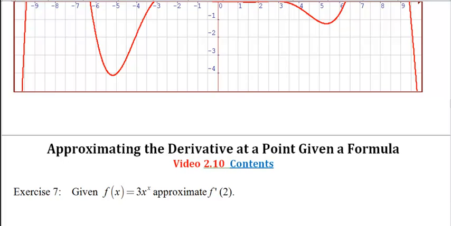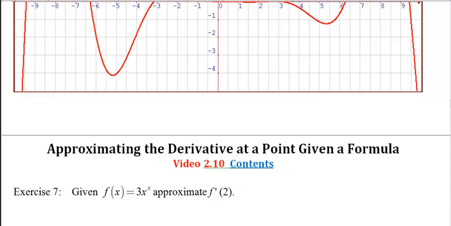In our last two videos, we looked at how we could use the symmetric difference quotient to approximate the derivative at a point given a table of x and y values, and then also how we could do it given a graph of the function. Now, what if we were given a formula for a function? How could we approximate the derivative?